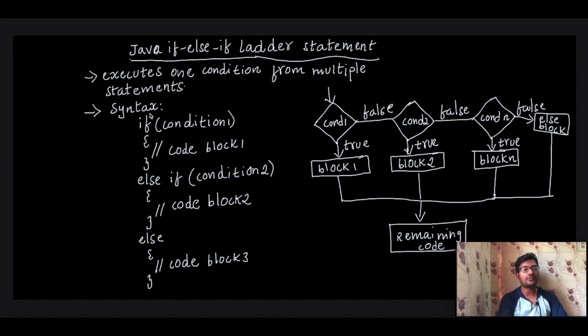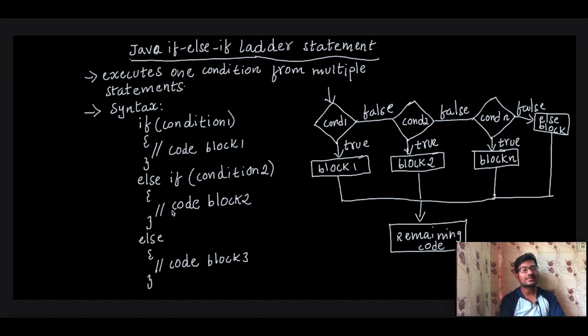So this is the syntax of the if else if ladder. The basic definition of the if else if ladder statement is that it executes one condition from multiple statements. The syntax is as follows: if, open bracket, close bracket, inside that we specify the condition. If the condition is satisfied, then the code block will be executed. If the condition is not satisfied, then another condition would be checked, which is present in the else if block. Else if, open bracket, close bracket, condition. If that condition is true, then code block 2 would be executed. Otherwise finally the code present in the else block would be executed.